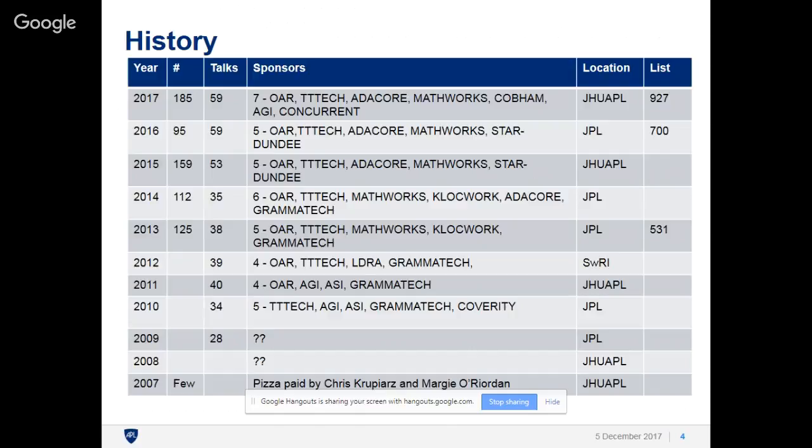The presentations are not weighted like IEEE conferences or anything. These are just simple but very important ones, and you get to meet a lot of people here. The number of our sponsors is increasing, and I can see that the number of people attending in person is clearly increasing every year. So thank you very much.